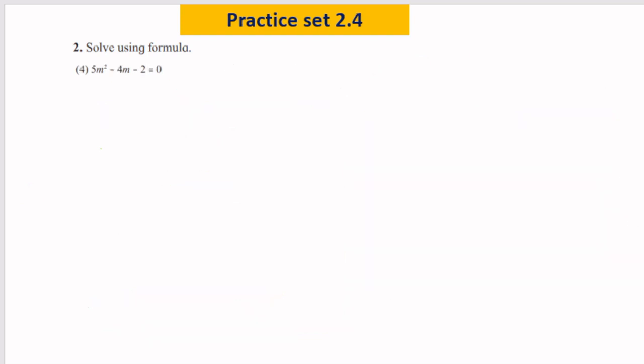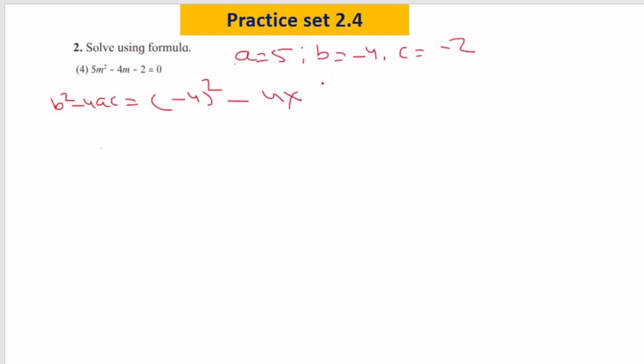Question number 4. In question number 4, let's see. Immediately compare with the general equation. After comparing, a is equal to 5, b is equal to minus 4, and c equal to minus 2. Now substitute the values in the formula. What is b? Minus 4 square, minus 4 into a is 5 and c is minus 2. After solving, 16, 4 fives are 20, 20 twos are 40, but plus 40. So this will be 56.